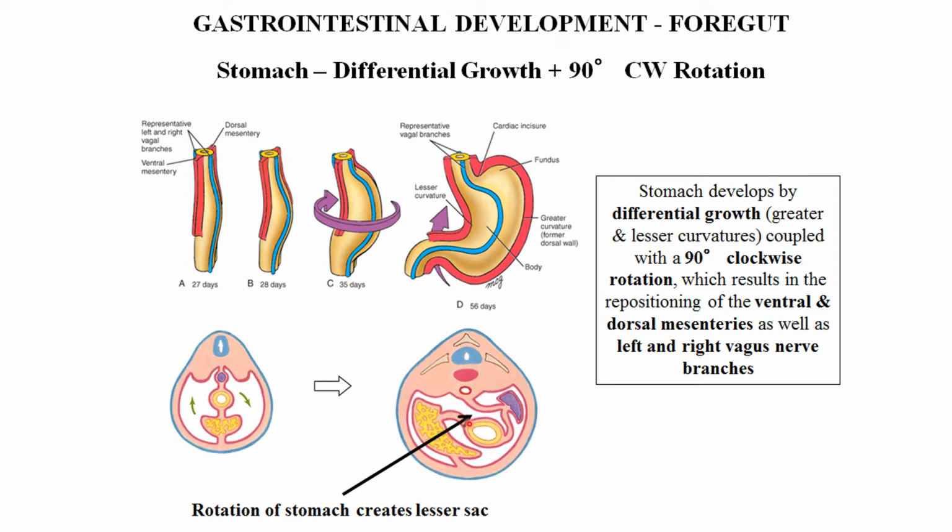And here it is also shown how, after the rotation, this is the communication between the liver and the foregut or the stomach. So this forms the lesser omentum, and the space between the stomach and this lesser omentum forms the lesser sac, and its free border here communicates with the greater sac. This forms the epiploic foramen.